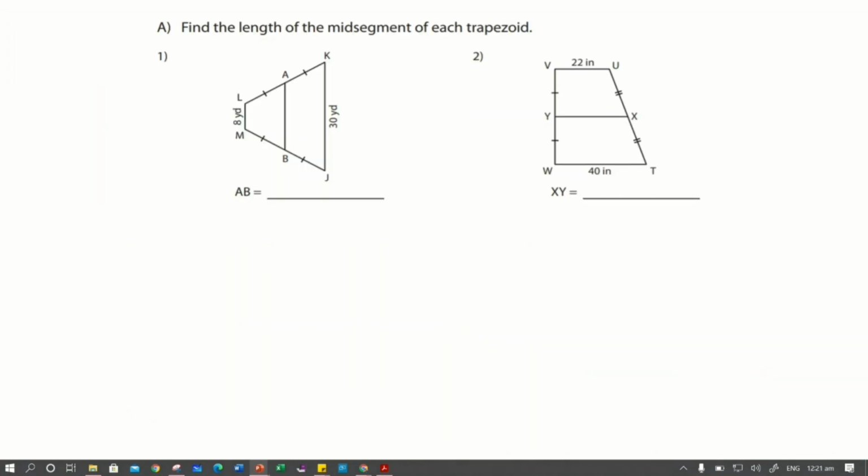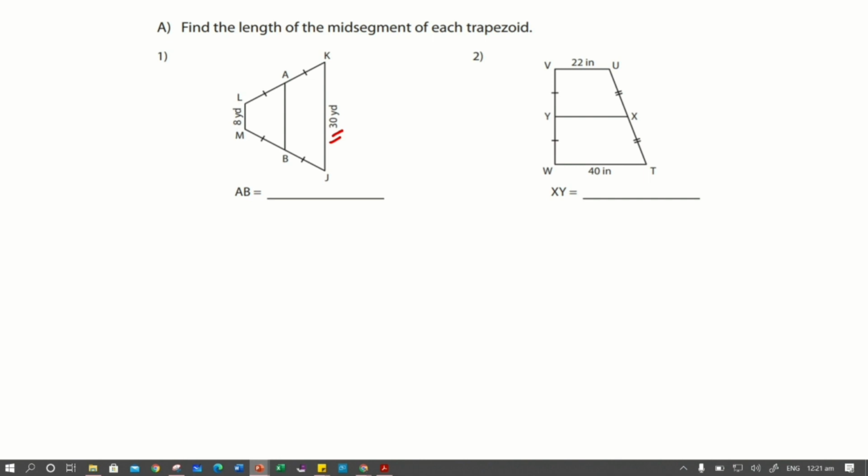Okay, let's now find the length of the mid-segment of each trapezoid. In problem number 1, we have the measure of LM, which is equal to 8 yards. Okay, so LM is 8 yards and JK measures 30 yards. Now we're going to find the measure of segment AB. Again, in this figure, segment AB is the mid-segment of the trapezoid.